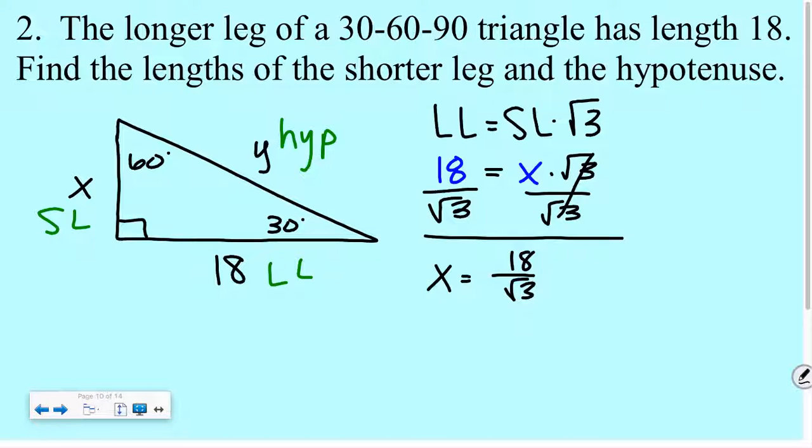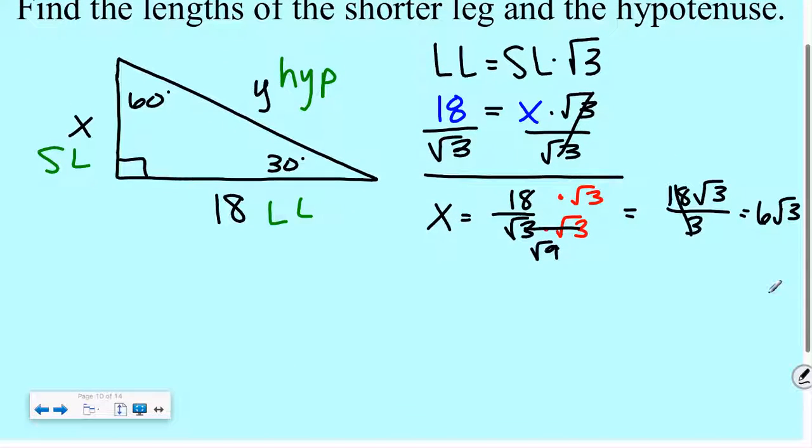Would that be exact form? Can I leave it that way? No, I have to rationalize. So multiply the numerator and denominator times that square root of 3. In the numerator, 18 is on the outside, square root of 3 is on the inside, so this is just 18 square root 3. Down in the bottom, they don't cancel out, you gotta multiply them. Square root 3 times square root 3 is the square root of 9, and the square root of 9 is 3. Can I reduce this fraction? Yeah, 18 over 3 would become 6, so then your x value for your short leg, she gets 6 square root of 3.